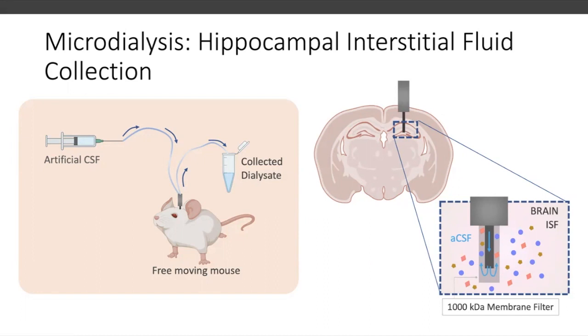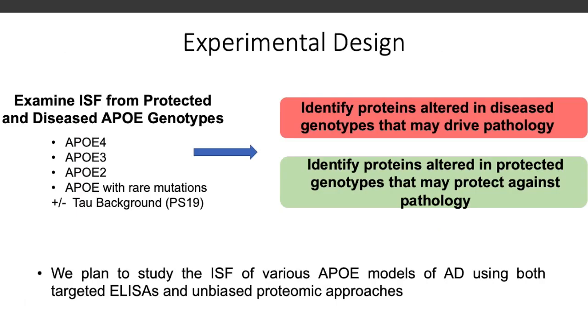Using targeted assays as well as unbiased proteomic techniques to examine these interstitial fluid samples collected using microdialysis on disease-destined and disease-resilient ApoE-type mice, we aim to uncover the key cellular pathways that are important for triggering the cascade of AD-related pathologies. We hope to use this information to identify factors that may provide a useful therapeutic target.